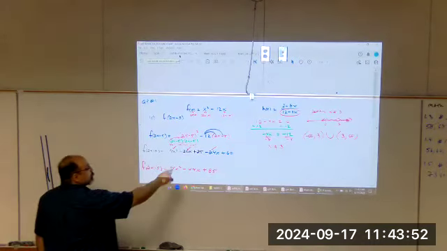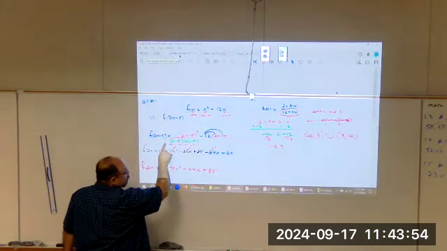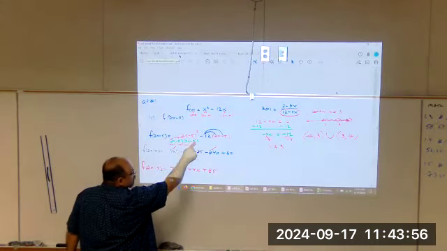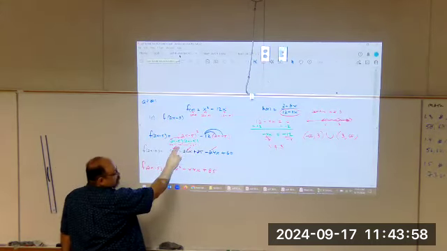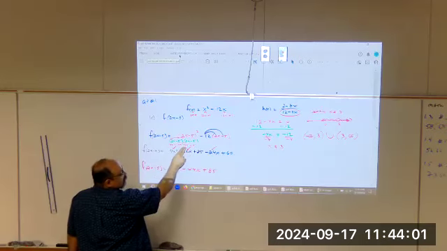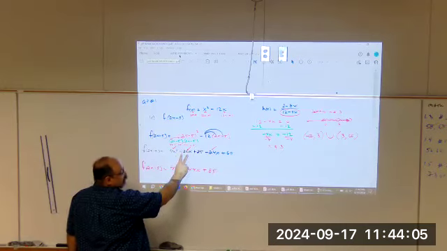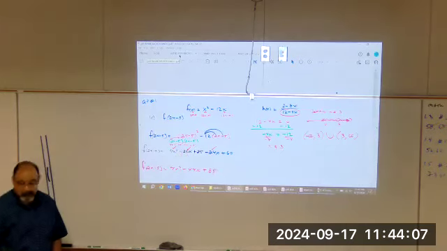How'd you get the negative 20x? So when I distributed, 2x times negative 5 is negative 10x. Oh, okay. Negative 5 times 2x is another negative 10x. Negative 10x and a negative 10x makes negative 20x in the middle. Okay. Mm-hmm.